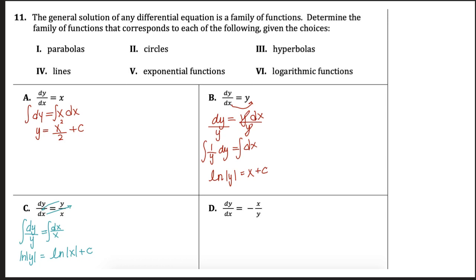And then part D, very similar, same thing. So you're going to have y dy equals negative x dx. Integrate both sides, so we integrate here, we're going to have y squared over 2 equals negative x squared over 2 plus c.